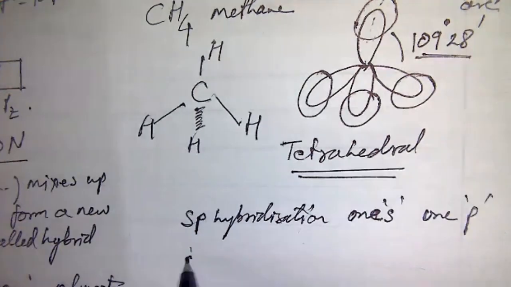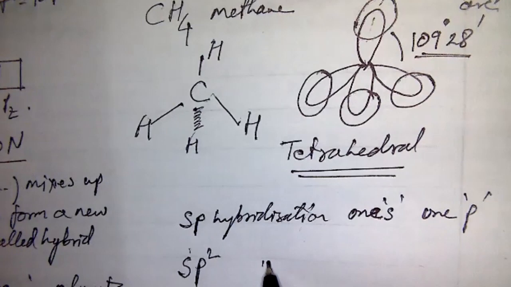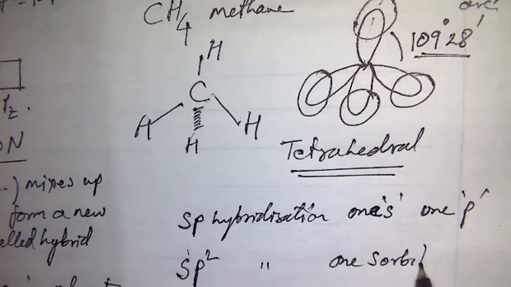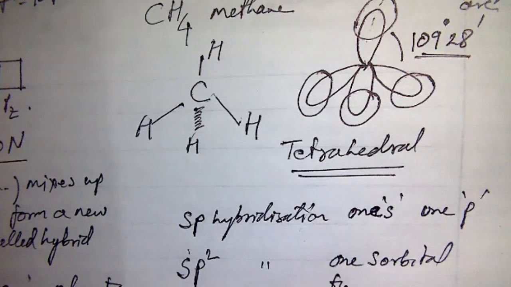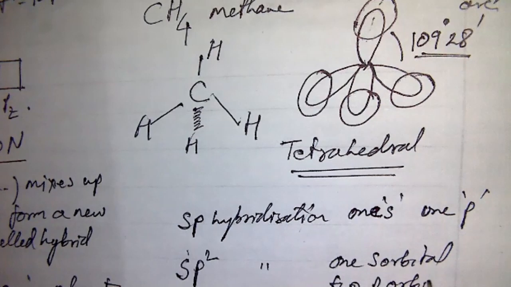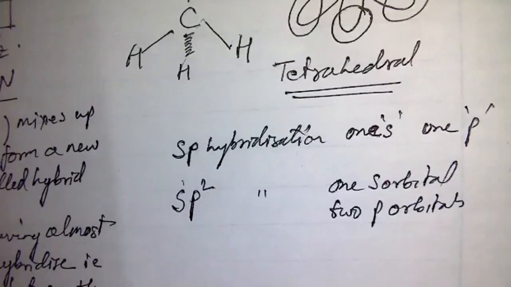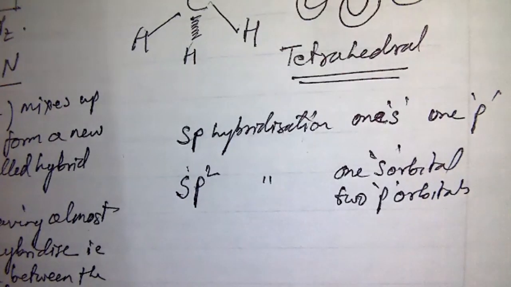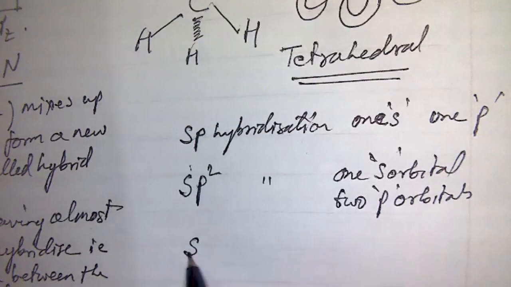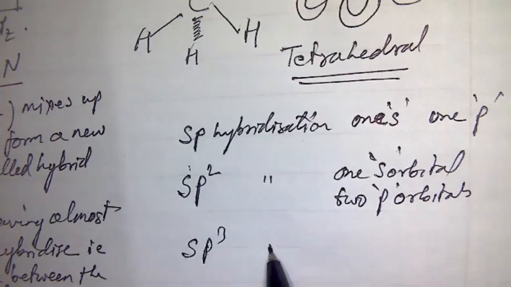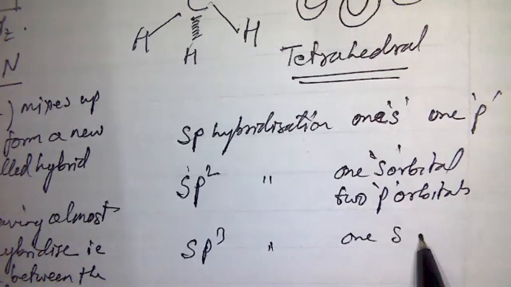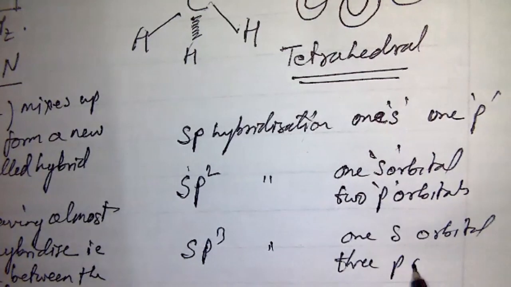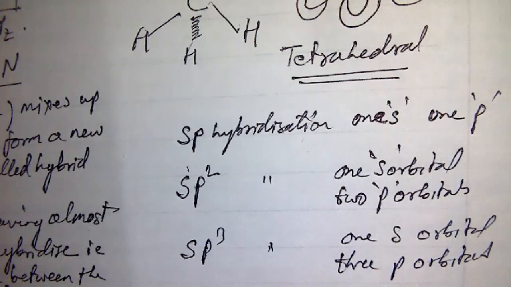If I say sp2 hybridization, then one s orbital and 2 p orbitals are combining. One s orbital and 2 p orbitals are combining. sp3, you saw it just now only. sp3 means one s orbital and 3 p orbitals, isn't it?